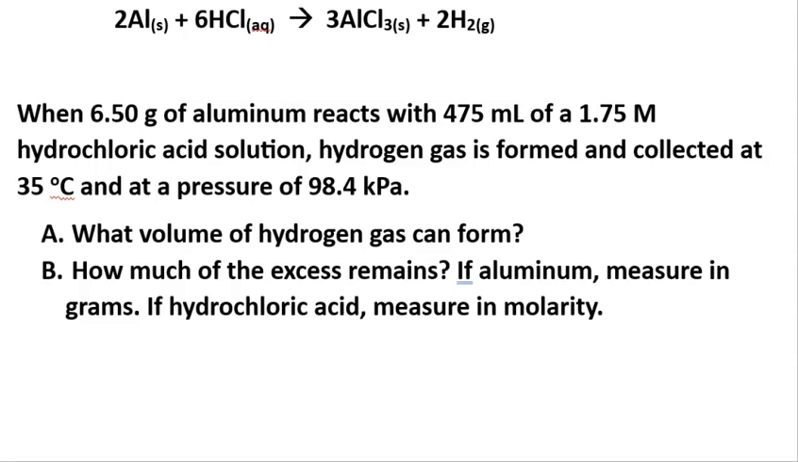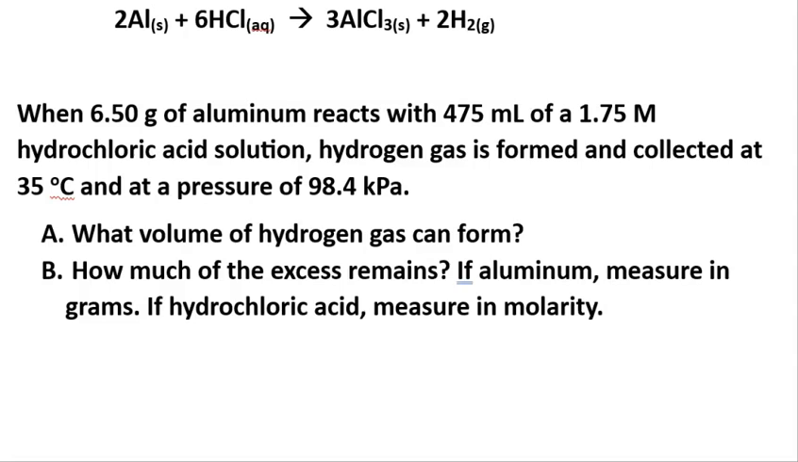Welcome back to another installment of Stoichiometry with gas laws, and we're incorporating molarity as well. So in this one, we have 6.5 grams of aluminum reacts with 475 milliliters of a 1.75 molar hydrochloric acid.